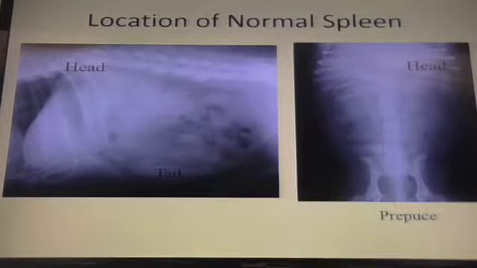Okay, normal location of the liver and spleen. The tail of the spleen is readily visualized in the dog. If you see the tail of the spleen in the cat, you consider that abnormal until proven otherwise. The caudal margin of the liver and the tail of the spleen are commonly associated with each other on a lateral view.